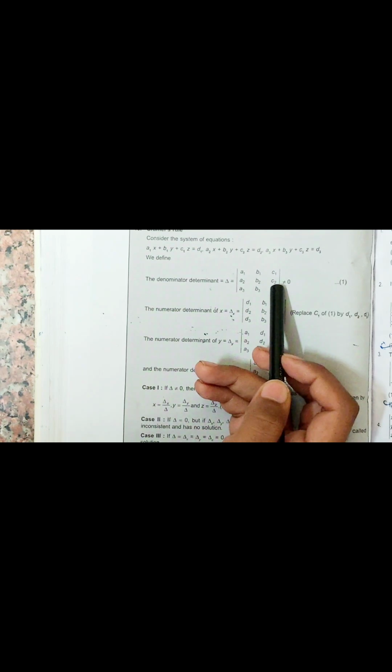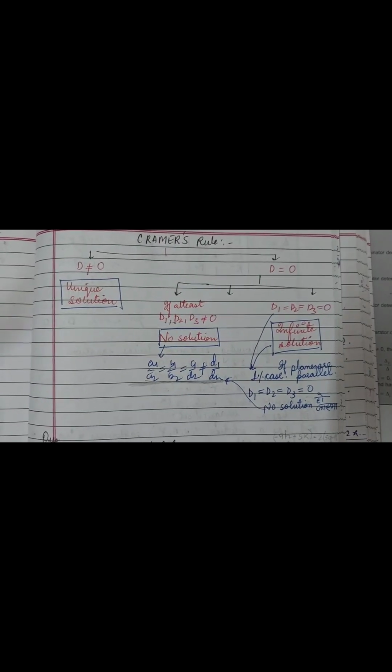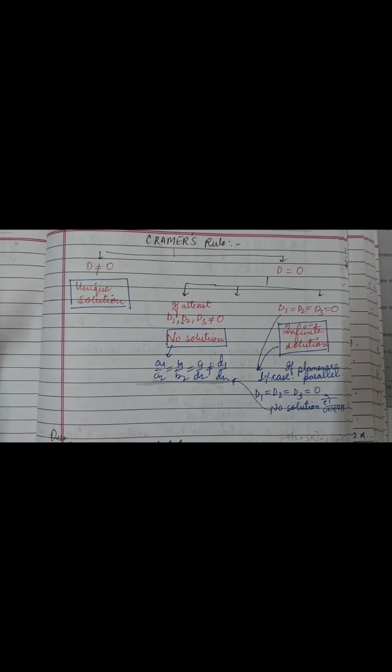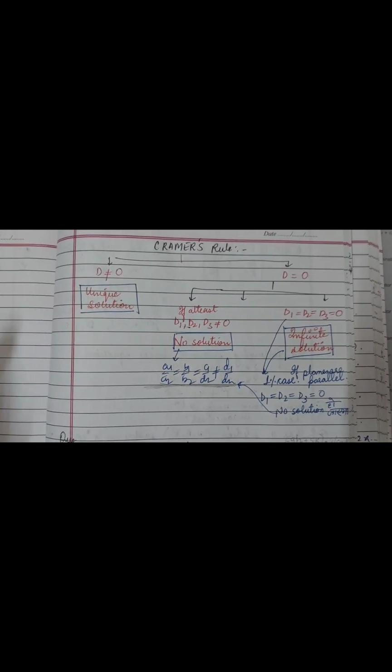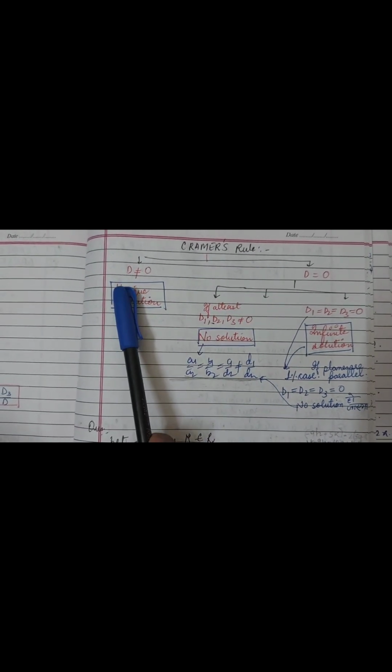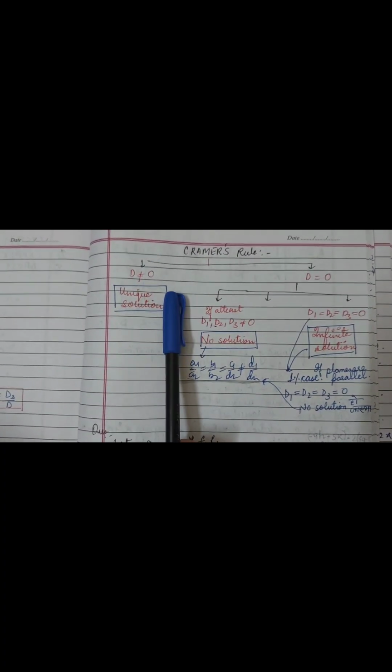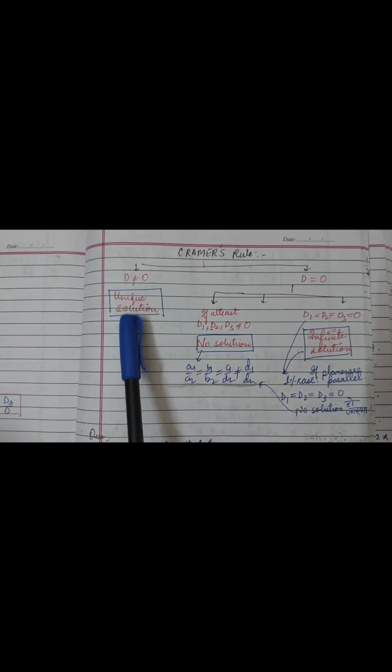In Cramer's rule, we have one equation, two equations, three equations. The denominator determinant is never equal to 0. In this case, the numerator determinant is this, and the numerator determinant of y is this. Cramer's rule is very easy since I've made a table for you. I hope you will understand. So in Cramer's rule, you will find the value of d first. You know how to find the value of d. So if d is not equal to 0, that means there will be a unique solution.